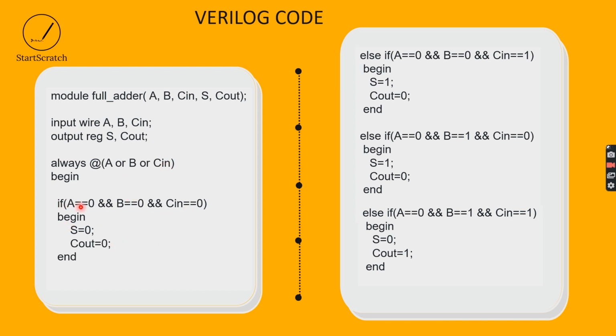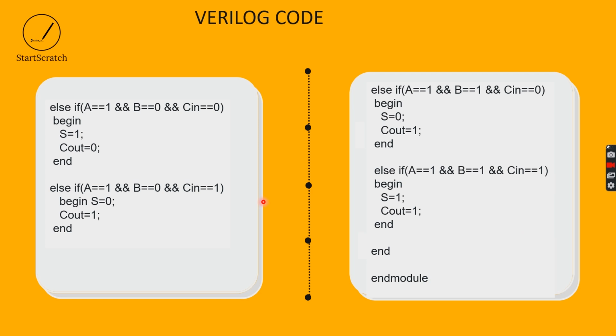Now here are the if and else if conditions, that is 0 0 0, 0 0 1, 0 1 0, 0 1 1, and I gave the whole conditions here: 1 0 0, 1 0 1, 1 1 0 and 1 1 1. I gave the appropriate outputs corresponding to those inputs, and I ended the module here.